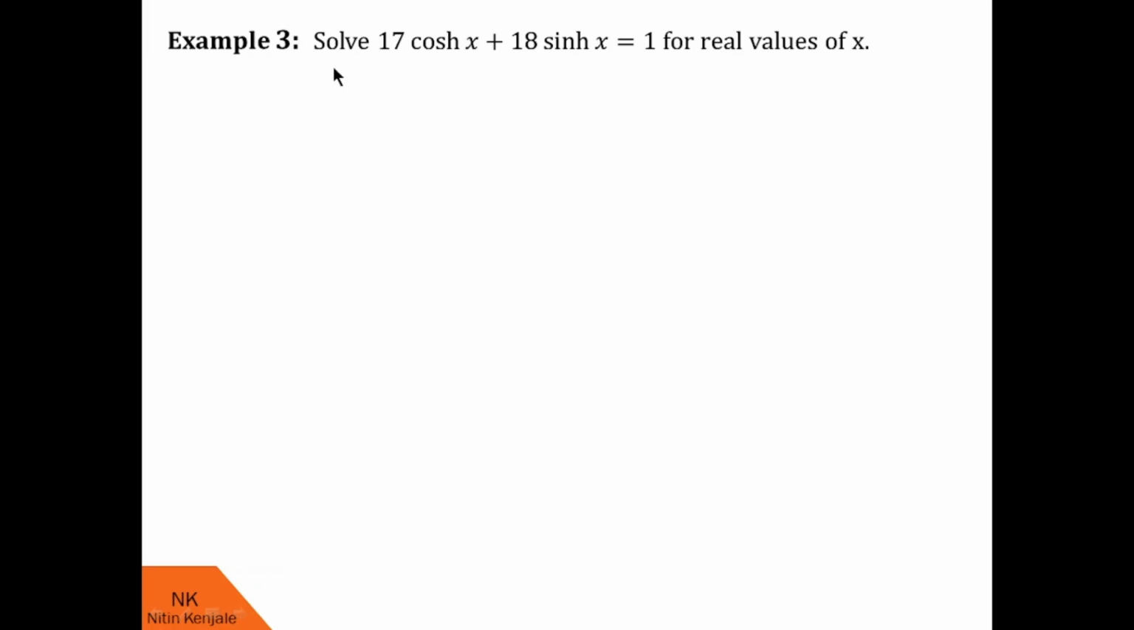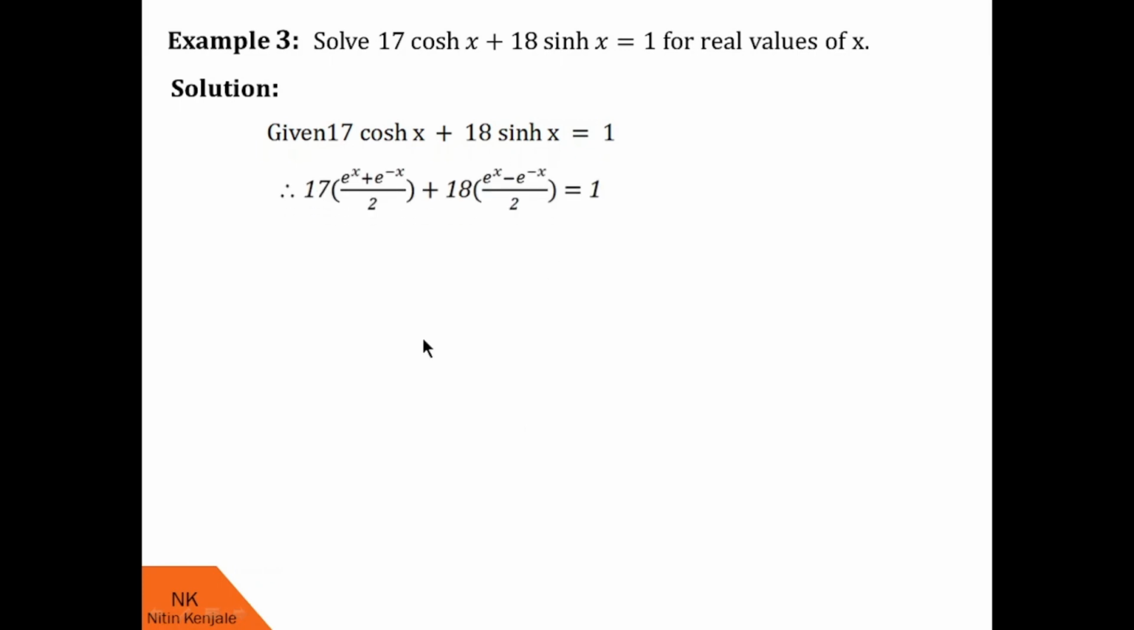Here, we are asked to solve the equation 17 cosh x plus 18 sinh x is equal to 1 for real values of x. Let us proceed for the solution. The given equation is this. Now let us replace cosh x and sinh x with their exponential forms in this way.